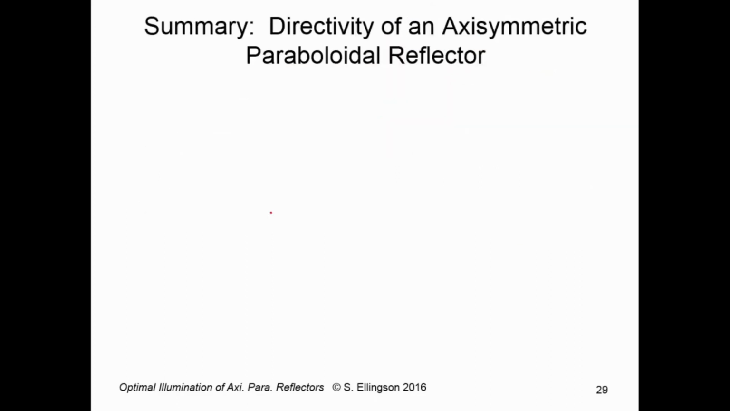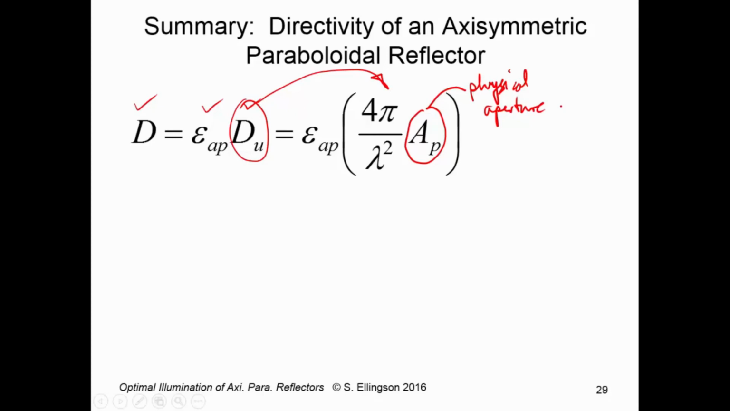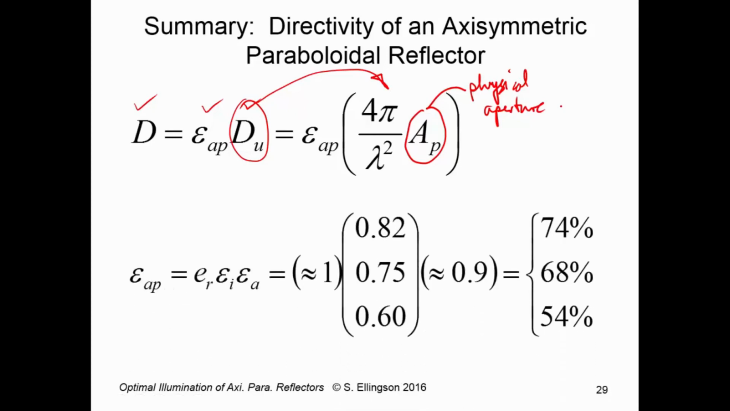Now let's try to summarize this and generalize the results just a little bit. Directivity for a large aperture can be expressed as the directivity of a uniformly illuminated aperture times the aperture efficiency. Now, the directivity of a uniformly illuminated aperture, which is ideal, by the way, in terms of maximizing the directivity, can be written as 4 pi over lambda squared times the physical aperture. The aperture efficiency can be written as the product of 3 things.